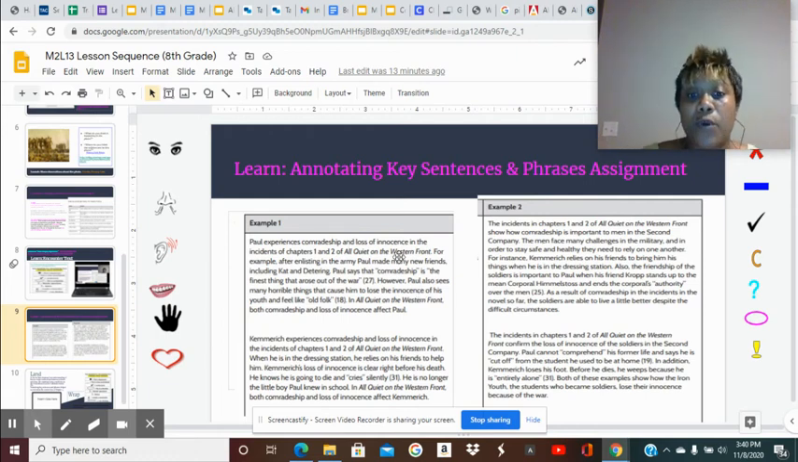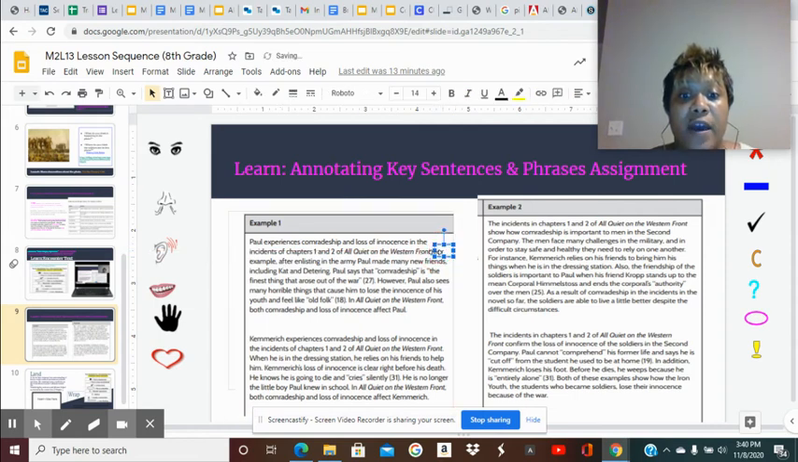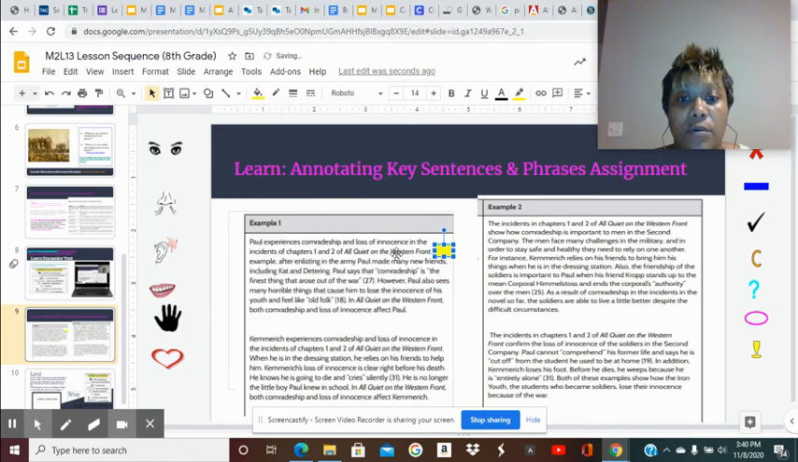So I am going to start here. I'm not sure if I will be able to. Oh, yeah, I think so. Okay, so it says Paul experiences comradeship and loss of innocence in the incidents of chapters 1 and 2 of All Quiet on the Western Front. For example, I think that is a transition right there, so I would like to highlight that. Let me come over here. Okay, let me do a yellow.